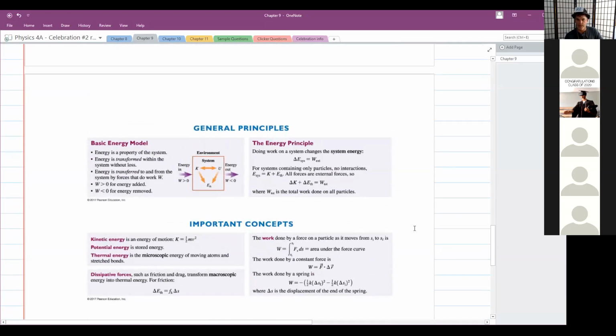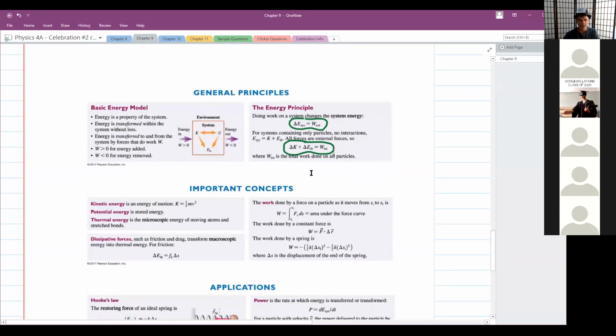So like I said, the change in energy of a system is equal to how much work is done on the system by external forces. And in chapter 9, we weren't dealing with potential energy. So the only forms of energy we were looking at are kinetic energy and thermal energy. Again, for thermal energy, we only have an equation which gives us how much thermal energy changes. And we have these different equations for work.